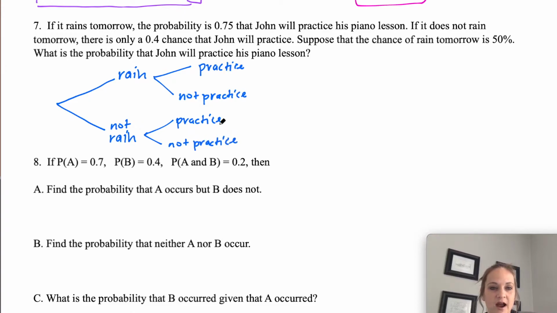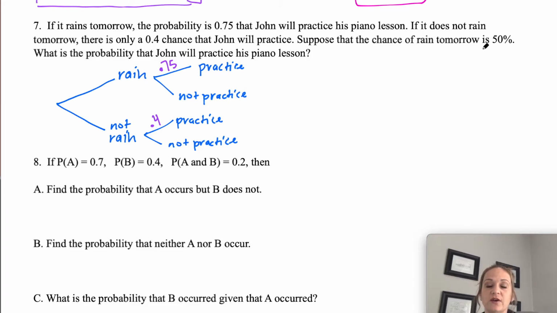So let's figure out, we know if it rains tomorrow, so we're up here with the rain, then there is a 0.75 chance that he will practice. That's if it rains. If it does not rain, so now we're down here with not rain, there's only a 0.4 chance that he will practice.